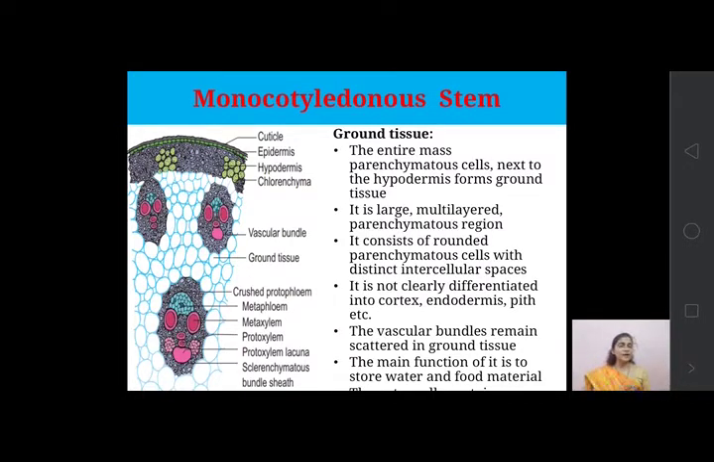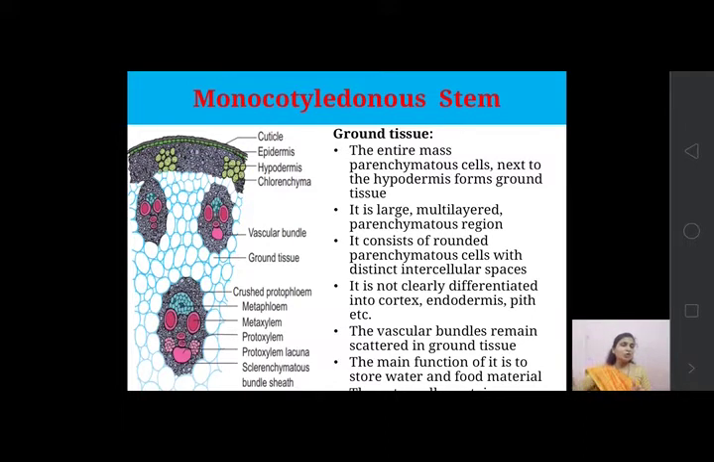But in case of parenchymatous or the ground tissue, which is made up of parenchymatous cells, they are somewhat loosely arranged, because they are tissues made up of thin walled cells. So the intercellular spaces are present in the ground tissue. But you can see somewhat of a difference in this monocotyledonous stem.